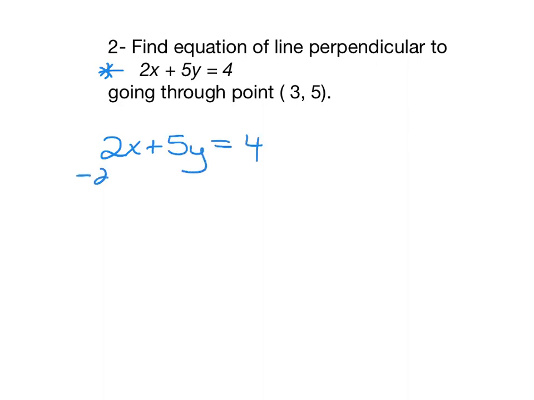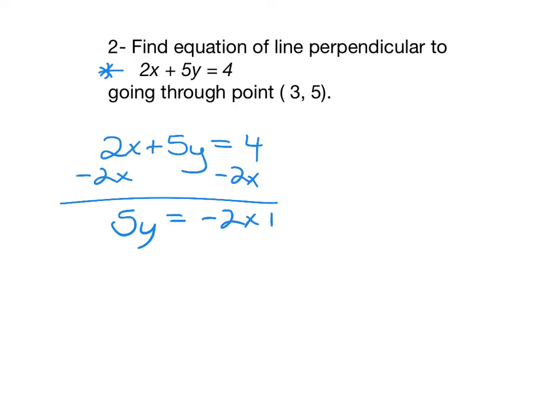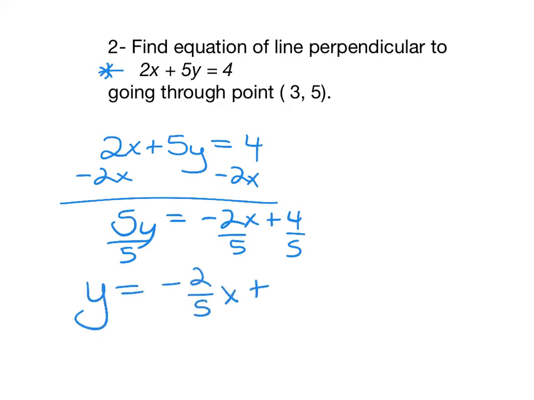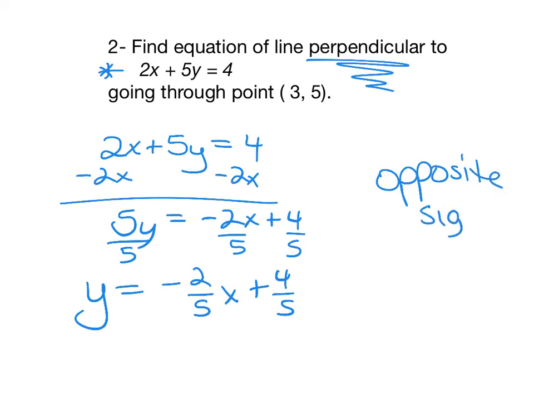I'm going to move the 2x over. 5y equals negative 2x plus 4. Divide everything by 5. Y is equal to negative 2/5 x plus 4/5. Now, remember, for perpendicular, the slopes are going to be opposite signs and reciprocals.